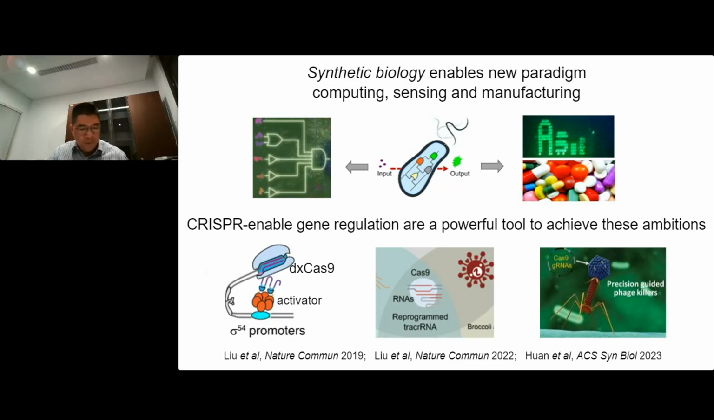In summary, here I have presented 3 short stories, including the development and biotech applications of 3 CRISPR-enabled tools. That is a eukaryote-like CRISPR gene activation tool in bacteria, and reprogramming the trans-acting CRISPR RNA to repurpose various RNAs as CRISPR RNAs or to act as sequence-specific RNA biosensors. And third, we engineered the broad host range P1 phagemid to deliver Cas9 nuclease for selective killing of gut pathogens. All these cases have shown that CRISPR-enabled gene regulation is a powerful and versatile tool to achieve these synthetic biology ambitions.